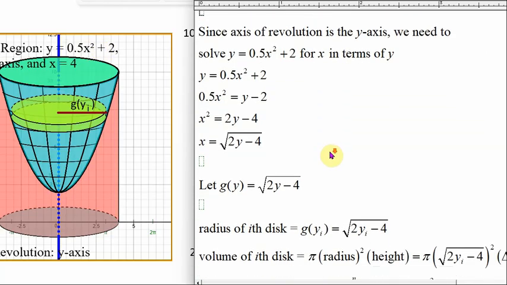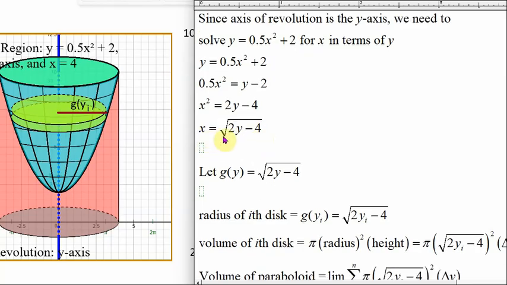And so we have the equation y equal to 0.5x squared plus 2. Subtract 2 from both sides, and we get 0.5x squared equal to y minus 2. Multiply both sides by 2, and then we get x squared equal to 2y minus 4. And now take the square root of both sides. We get x equal to the square root of 2y minus 4. And then let's rewrite this equation right here as the function g of y equal to the square root of 2y minus 4. And so this function right here, the graph, this part right here.